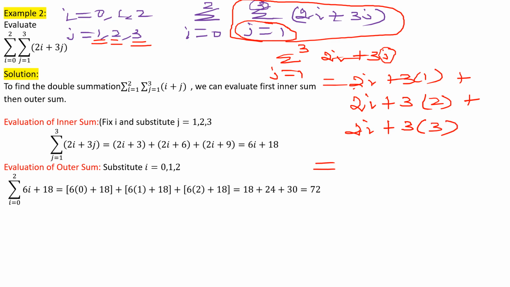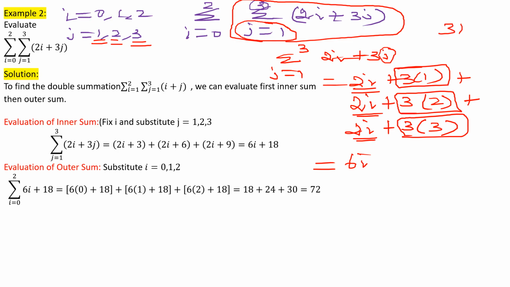It is very simple. 2i + 2i + 2i, the total is 6i. Then 3 multiply 1 is 3, 3 multiply 2 is 6, 3 multiply 3 is 9. So you have 3 + 6 + 9. 3 plus 6 is 9, 9 plus 9 is 18. So my inner summation is 6i + 18.